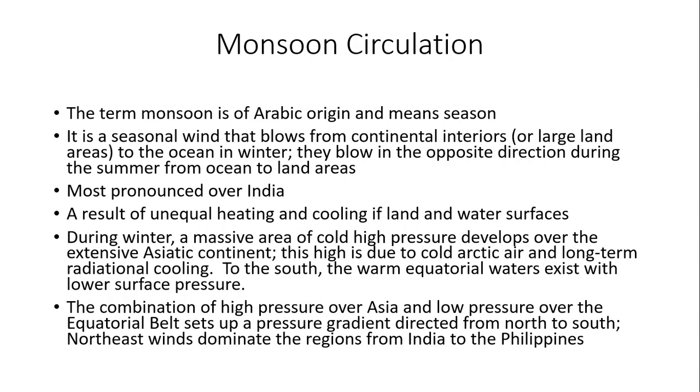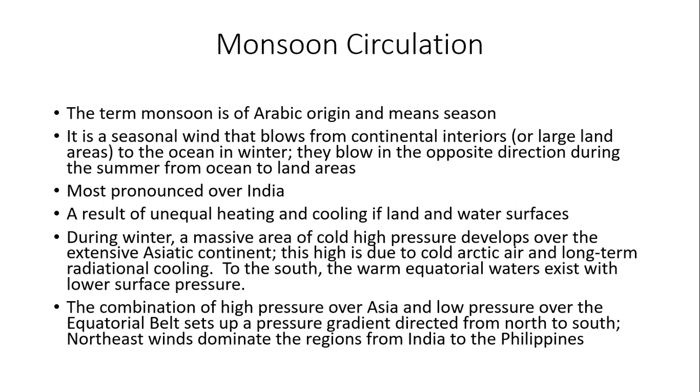Now let's move into a couple more circulations associated with pressure. One is the monsoon circulation, and then I'll end tonight's training with a discussion on the land and sea breeze. So the monsoon, what does that mean? The term monsoon is actually of Arabic origin. It literally means season. It is a seasonal wind that blows from continental interiors or large land areas to the ocean in winter. They blow in the opposite direction during the summer, from the ocean, which is cooler at that time, toward the land.